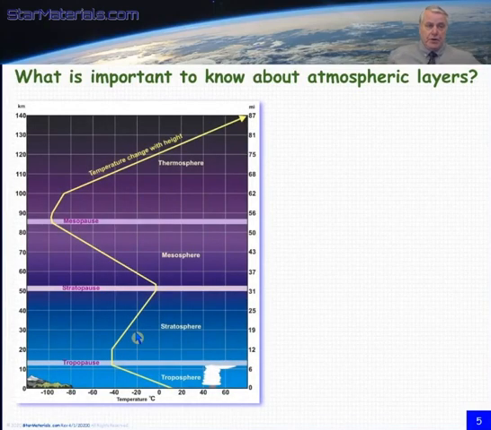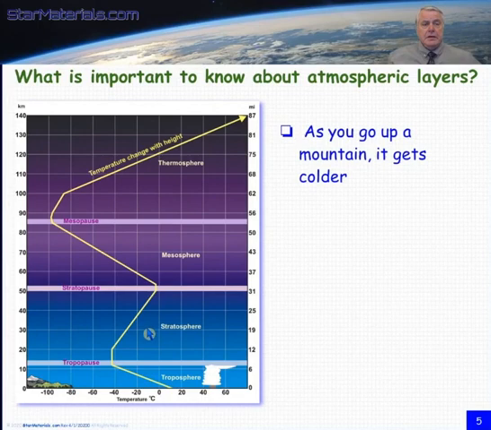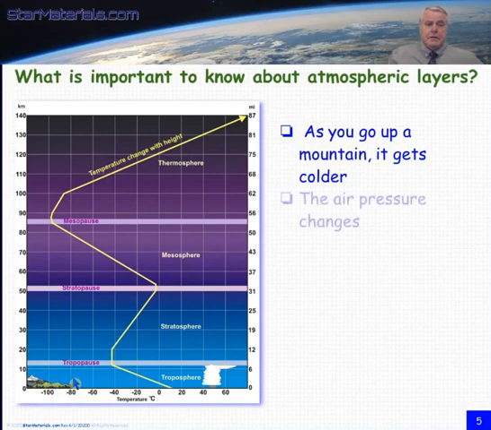Now, what's important to know about atmospheric layers? Well, let's start at ground level, sea level. As you go up a mountain, the temperature gets colder. Well, that makes sense. We know this. It gets colder as you go up a mountain. And at the tops of many mountains is snow. The air pressure changes. It goes from the highest air pressure at sea level to lower and lower, and eventually, as you get out to space, goes to zero.